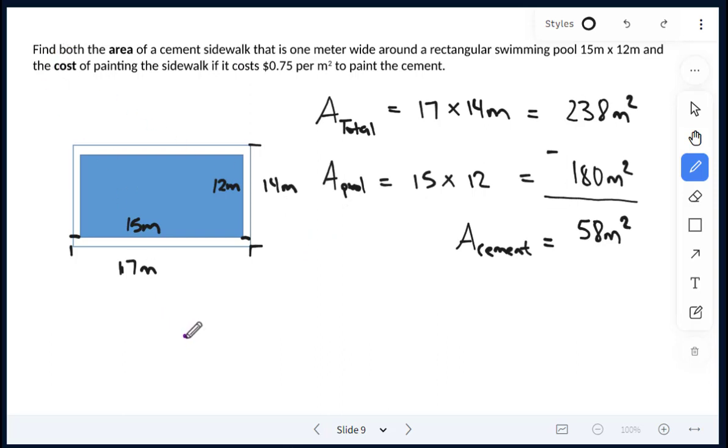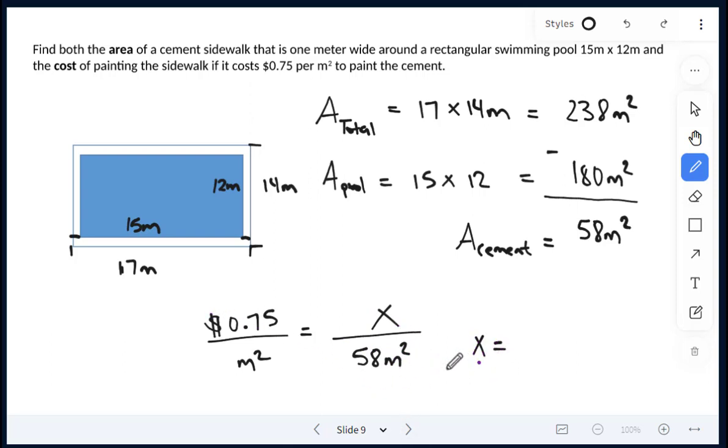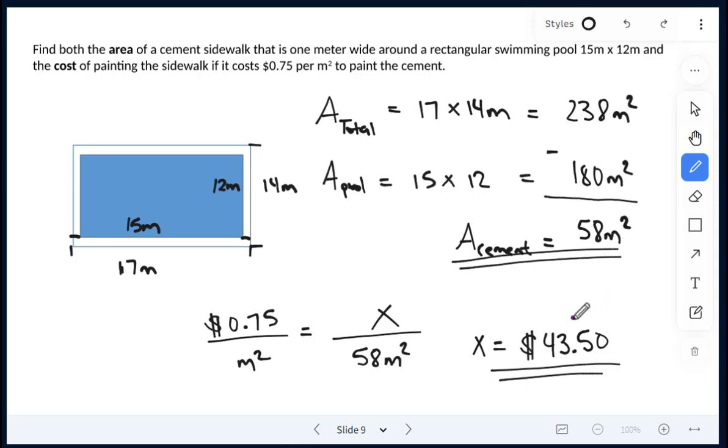So for that, you can set it up as a ratio. It costs 0.75 per meters squared. We need to figure out the cost of 58 meters squared. We'll just call that X. So just cross multiplication, and 58 times 0.75, that's $43.50. All right, so there's the two answers we needed for that problem. All right, so I'm going to pause here for today.